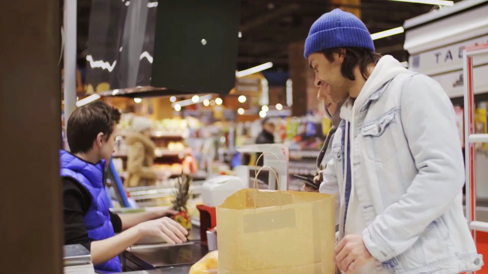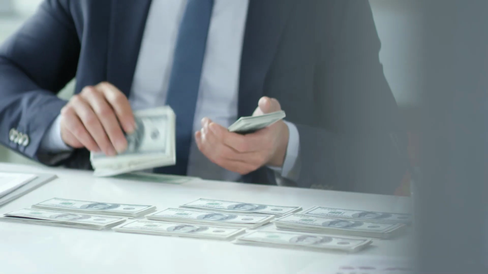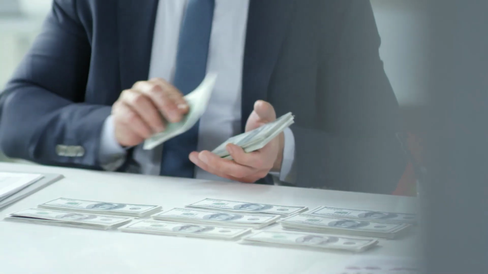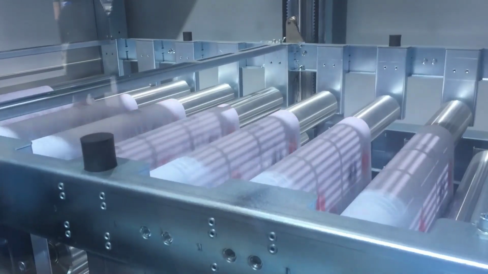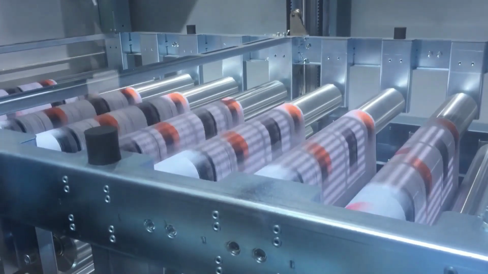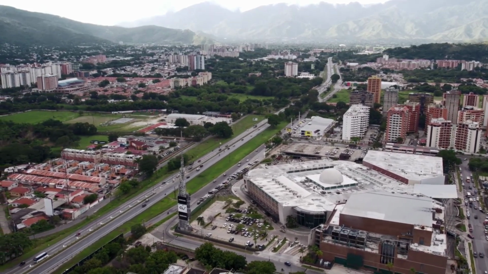On the other hand, when prices are too high, it's called hyperinflation. Imagine you are a billionaire and you don't have enough money to buy food. That was a scenario in Venezuela. The government printed too much money, but there was not enough economic growth, so the prices increased, causing hyperinflation.